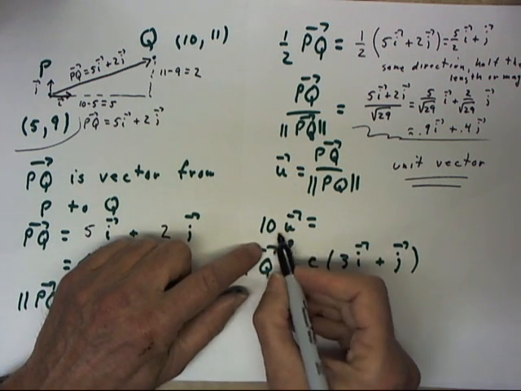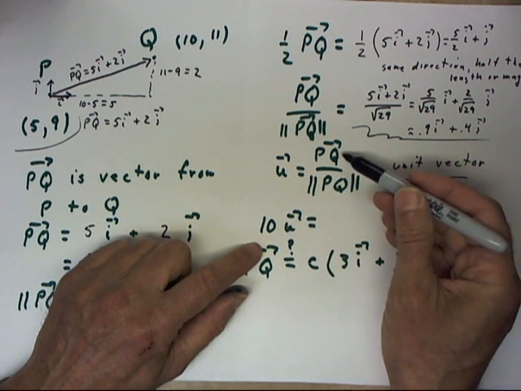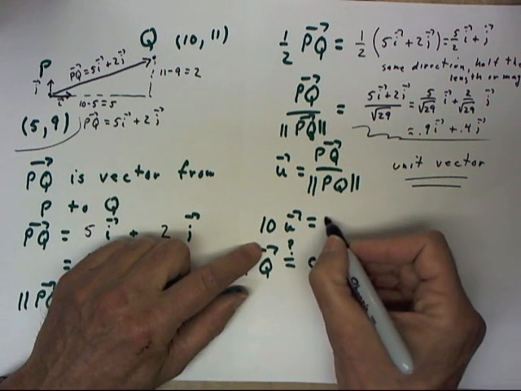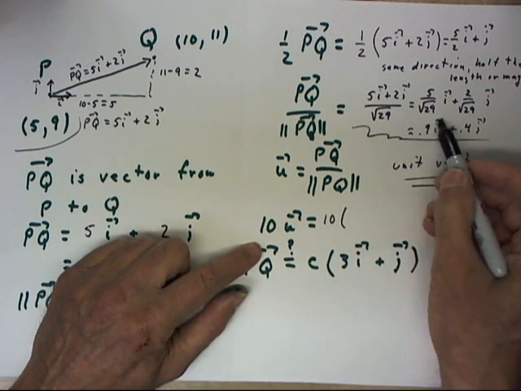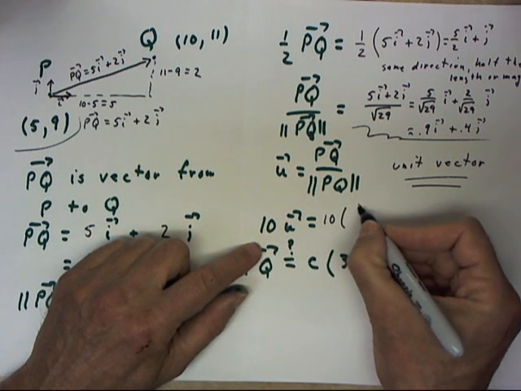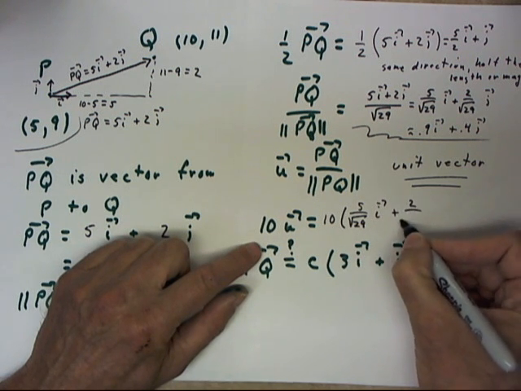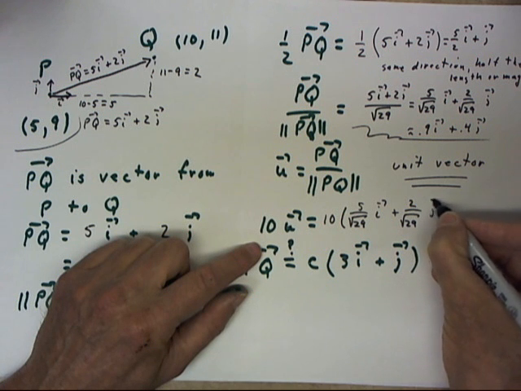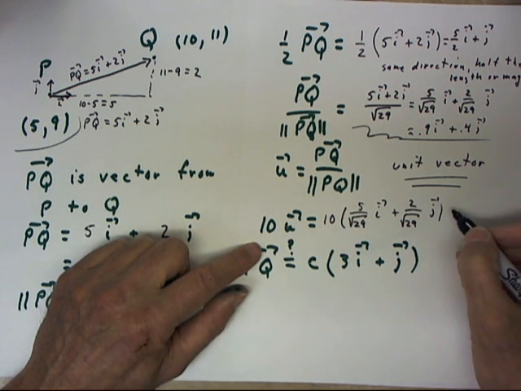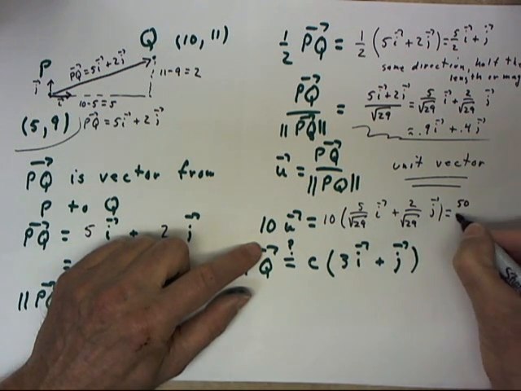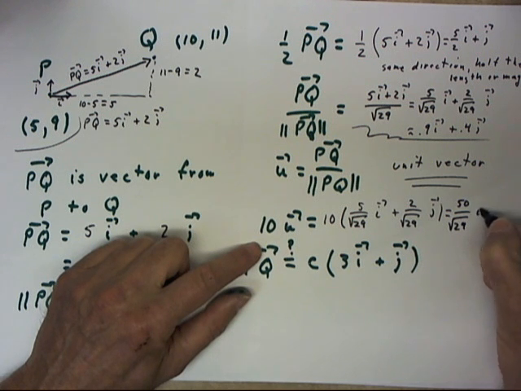Let's consider the expression 10u, where u is the unit vector we get when we divide PQ by its magnitude. Now 10u is just going to be 10 multiplied by the u vector, which we found up here to be 5 over the square root of 29 i plus 2 over the square root of 29 j, which is going to equal, just using the distributive law, 50 over the square root of 29 i plus 20 over the square root of 29 j.